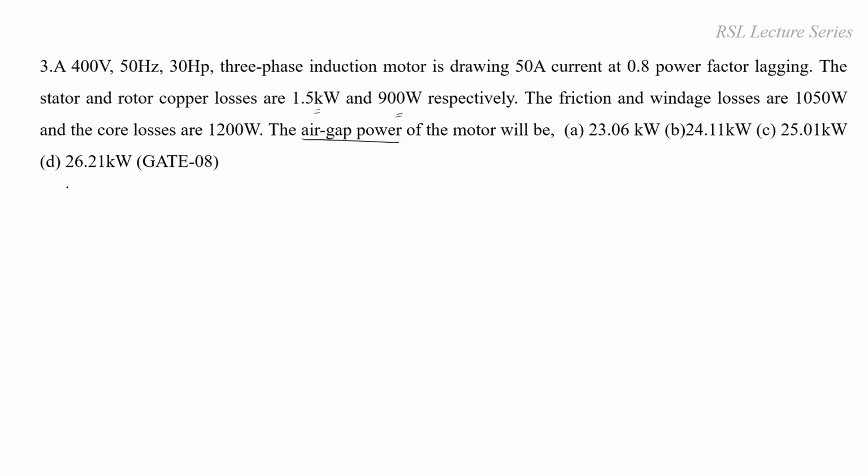Okay, so first we'll write down the given data. Here the air gap is present in between the stator and the rotor, so the power present in between the stator and rotor is nothing but the input power given to the rotor, that is P2. So we have to find out the rotor input power.